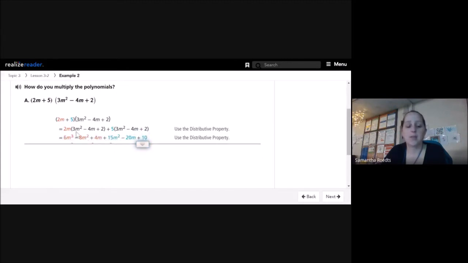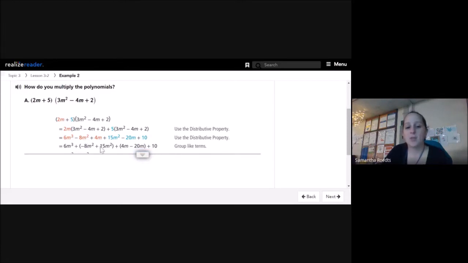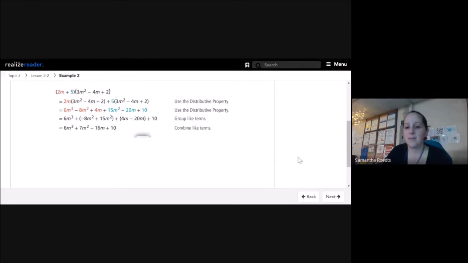So 2m times 3m squared is 6m cubed minus 8m squared plus 4m. 5 times the polynomial is 15m squared minus 20m plus 10. Okay, then I'm going to combine my like terms. 6m cubed gets to hang out by itself. Negative 8m squared plus 15m squared, plus 4m minus 20m, plus 10. And 10 also gets to hang out by itself. When I combine that, I get 6m cubed plus 7m squared minus 16m plus 10. And that's it.